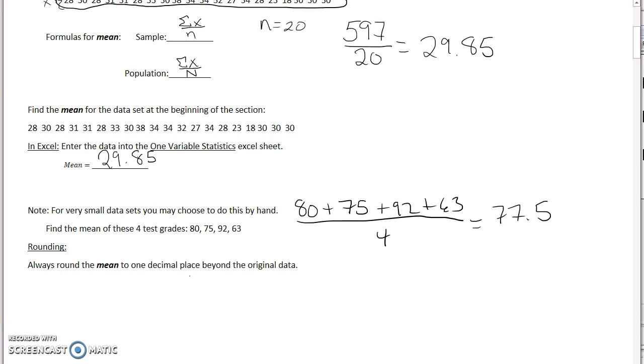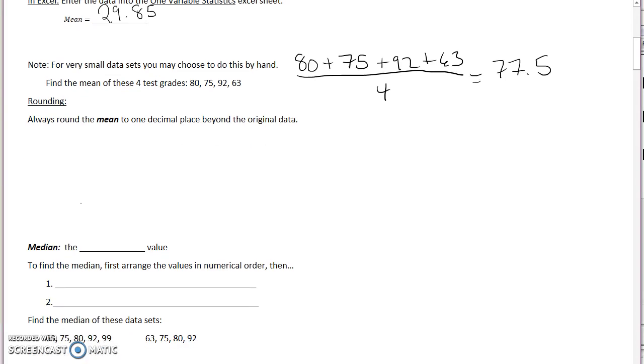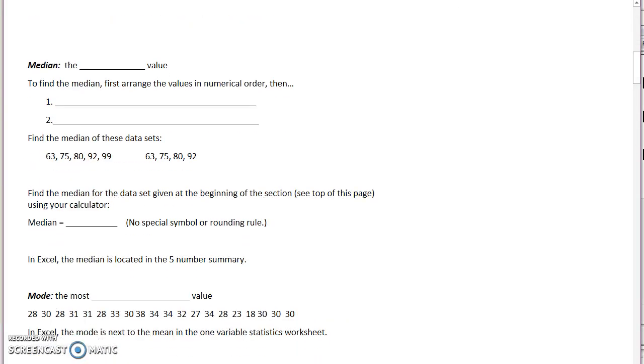It says always round the mean 1 decimal place beyond your original data. So if there aren't any decimal places, you'll want to take it 1 out. I'm not going to be super strict about the rounding rule, but you do want to be aware. Make sure you're looking at a question, seeing what it's asked to round to. Okay, the next topic we're going to be taking a look at is the median. The median is just the middle value.